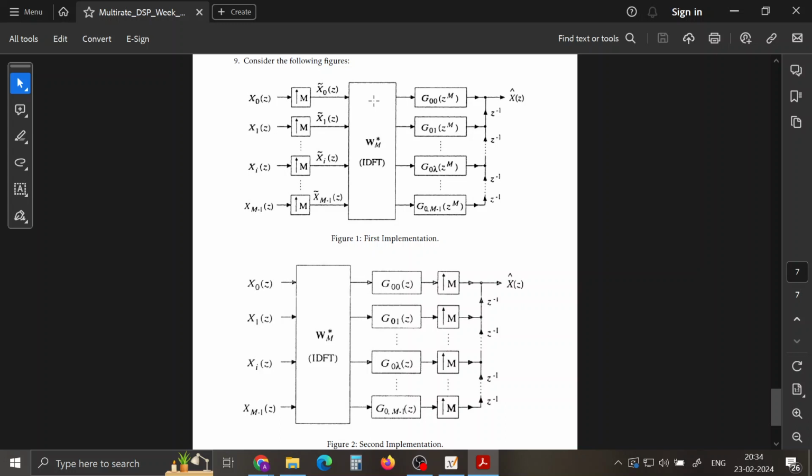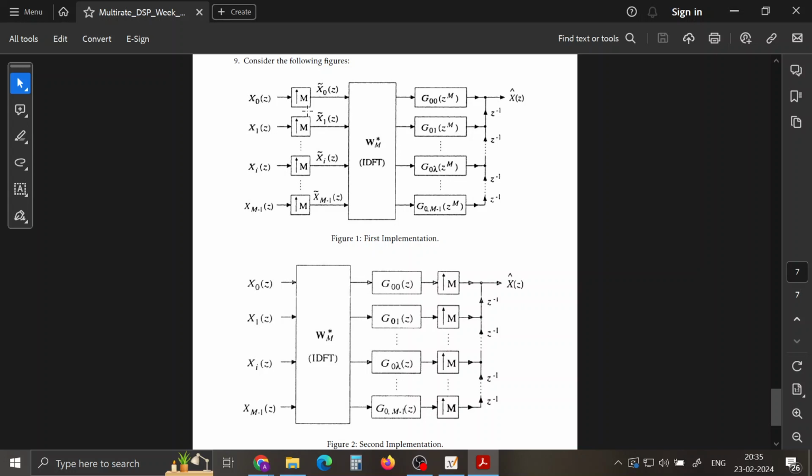In figure 1, basically the figure on the top, you see what you have done is you have done the upsampling first. You have kept this upsampler by a factor of m at the very beginning, and then you have done all the computations and processing on them. You have done the IDFT, you have done the filtering, you have done the delaying, and all those things, and adding and everything.